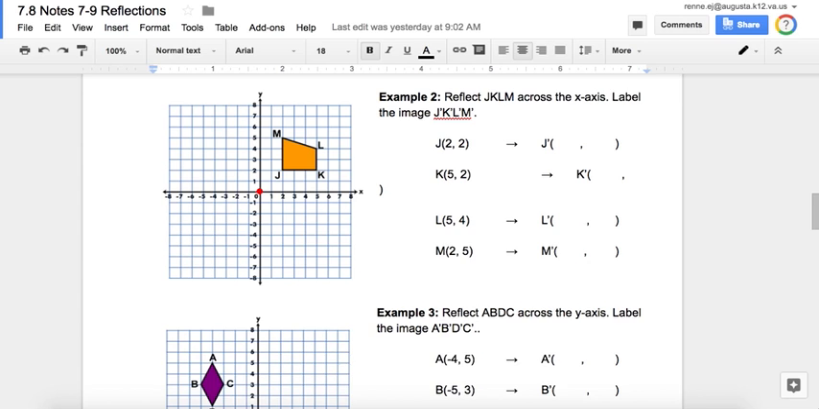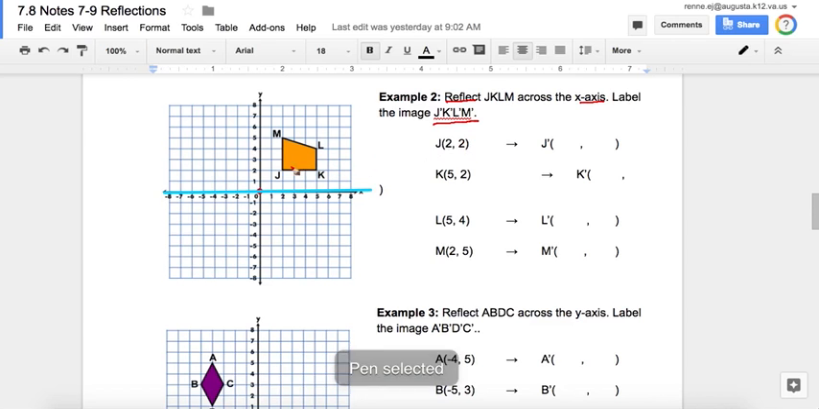So we're going to reflect, underline, JKLM across the x-axis, and we're going to label it J prime, K prime, L prime, M prime. So put your pencil on J. Oh, before we do that, sorry, got ahead of myself here. We need to highlight the axis that we're flipping over. So it says x-axis, so we are going to highlight the x-axis. So at this point, you can just use a pencil, or if you have colored pencils, you can just pick any color pencil. We're only highlighting the x-axis in this problem.